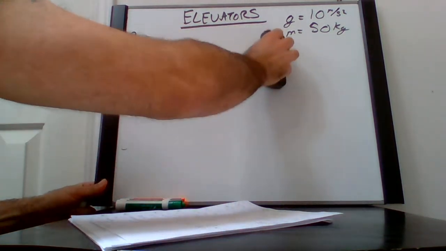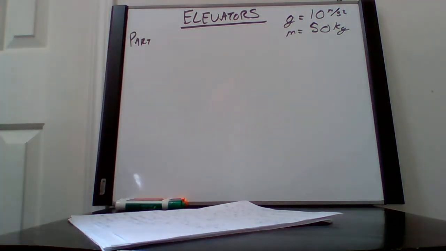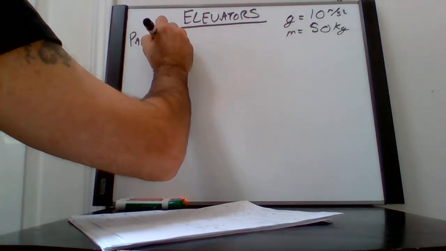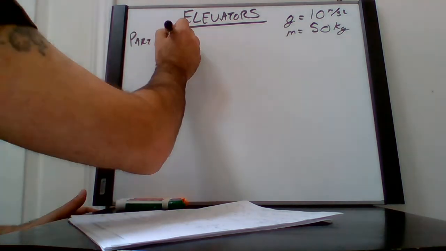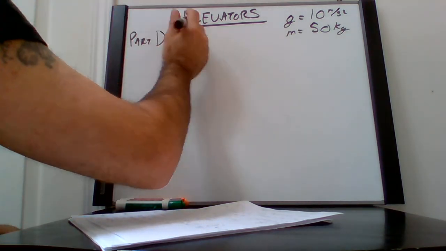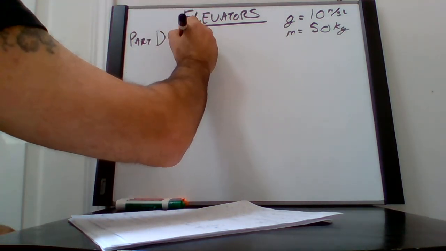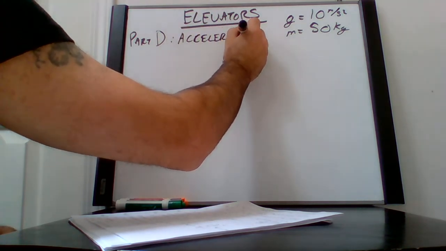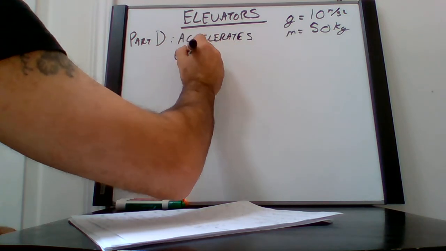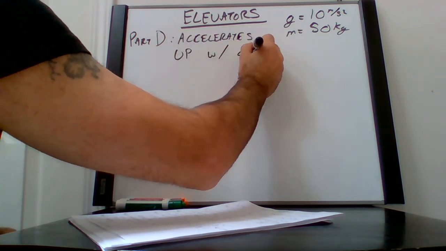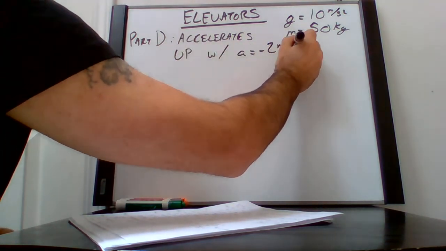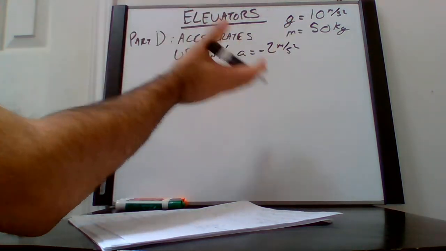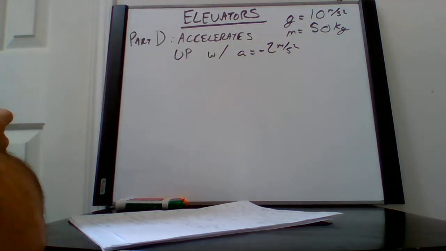Okay. Some of the interesting ones now. Part D. We're still traveling upwards, but our acceleration is downwards, right? So it accelerates up with a equal to negative 2 meters per second squared, right? We're slowing down as we're going into that upwards direction.